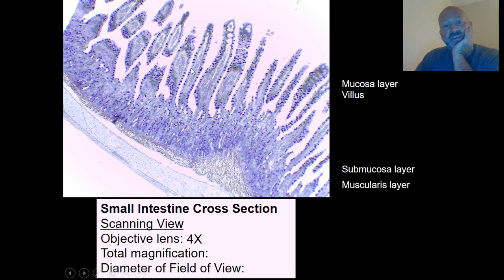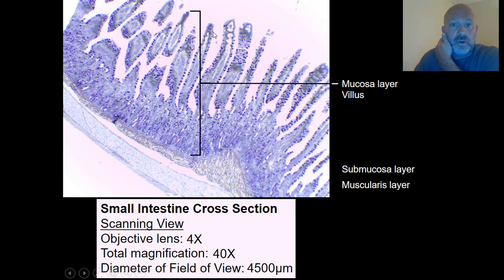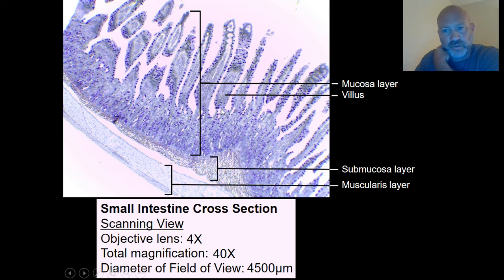We see clearly we could see villi running up and down. All these dark circles that are on the edge of the villi, those are the goblet cells. The lighter regions in between would be the columnar epithelial cells. So we see everywhere that we have villi, that's the mucosal layer. Below that is the submucosal layer, so that would be packed with blood vessels. And then where we see all this smooth muscle is the muscularis.